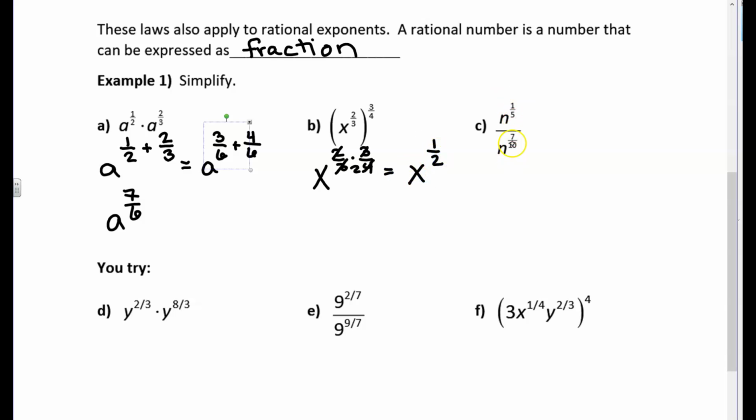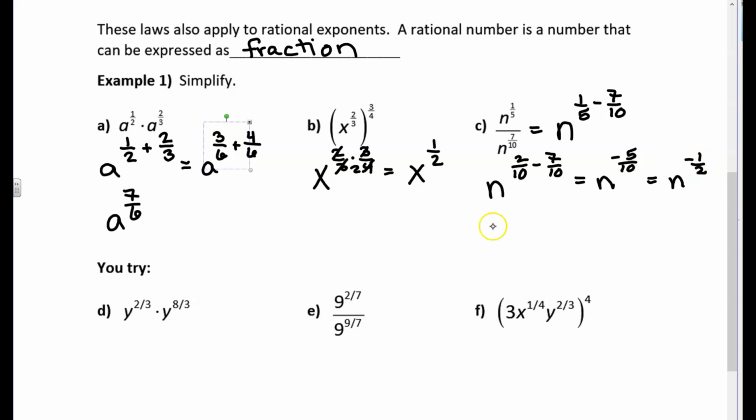And when we divide, we simply subtract our exponents. This is n to the 1/5 minus 7/10. Well, whenever we subtract, we need common denominators. So this is n to the 2/10 minus 7/10, or n to the negative 5/10. I can reduce that fraction. That's n to the negative 1/2. And we learned that if we have a negative exponent, we have to flip that into my denominator. So that's 1 over n to the 1/2 would be my final answer there.